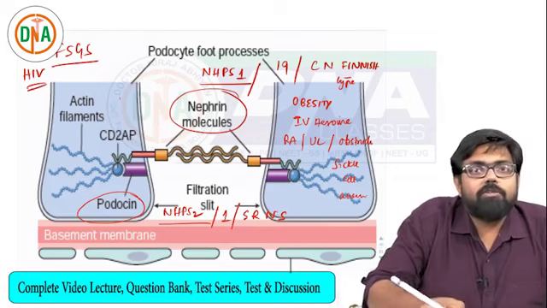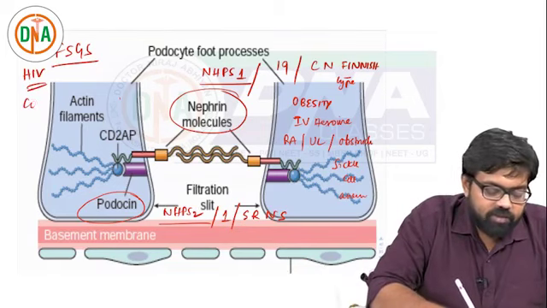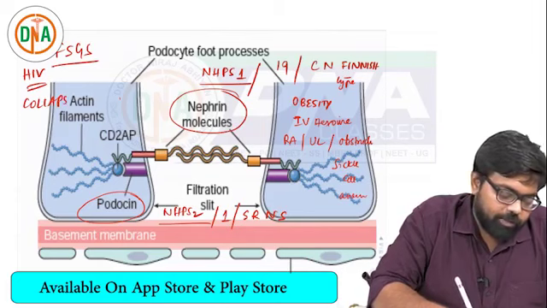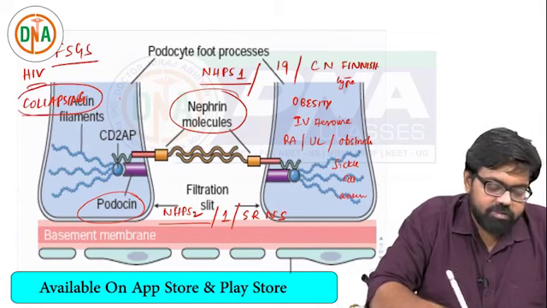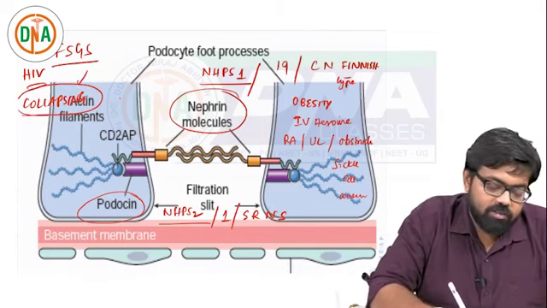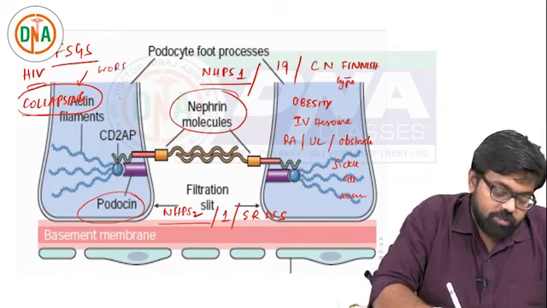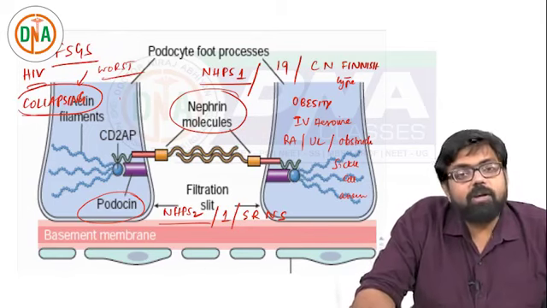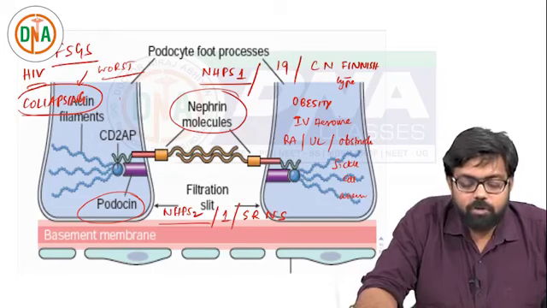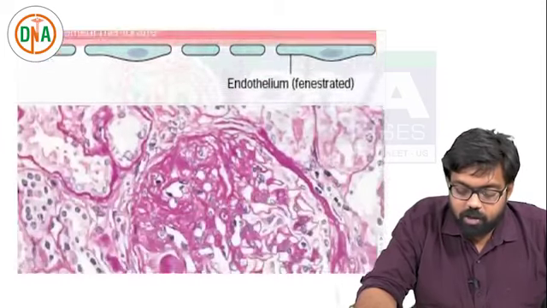And what is the variant of FSGS seen in HIV? It is collapsing variant. So collapsing variant is a variant of FSGS which is seen in HIV individuals, and this is of worst prognosis. What variant of FSGS will be having good prognosis? Yes, glomerular tip variant will be having a good prognosis.